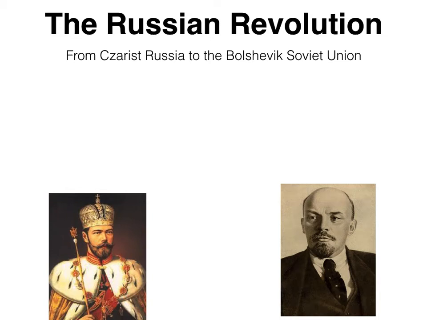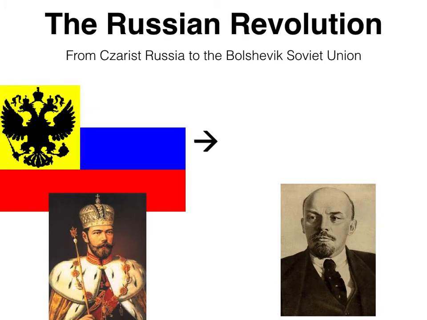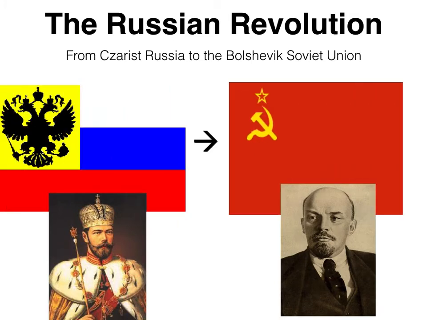All right, so this is going to be a short PowerPoint where we talk about how we go from Tsarist Russia, to Tsar Nicholas and pre-revolutionary Russia, to a communist Bolshevik Soviet Union that's going to be led by Vladimir Lenin. So let's get into this.